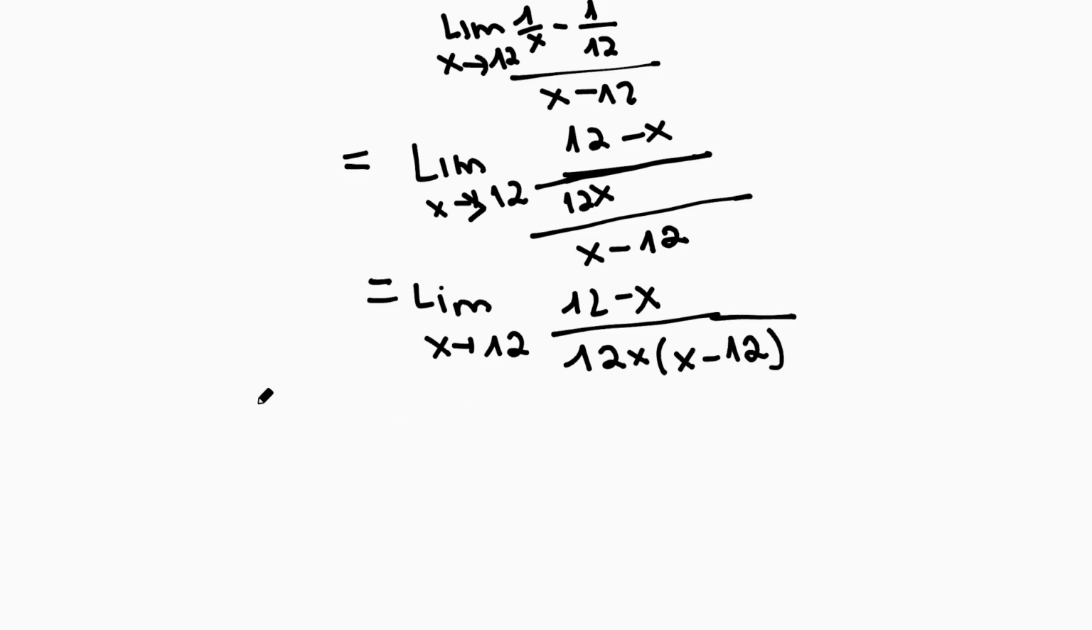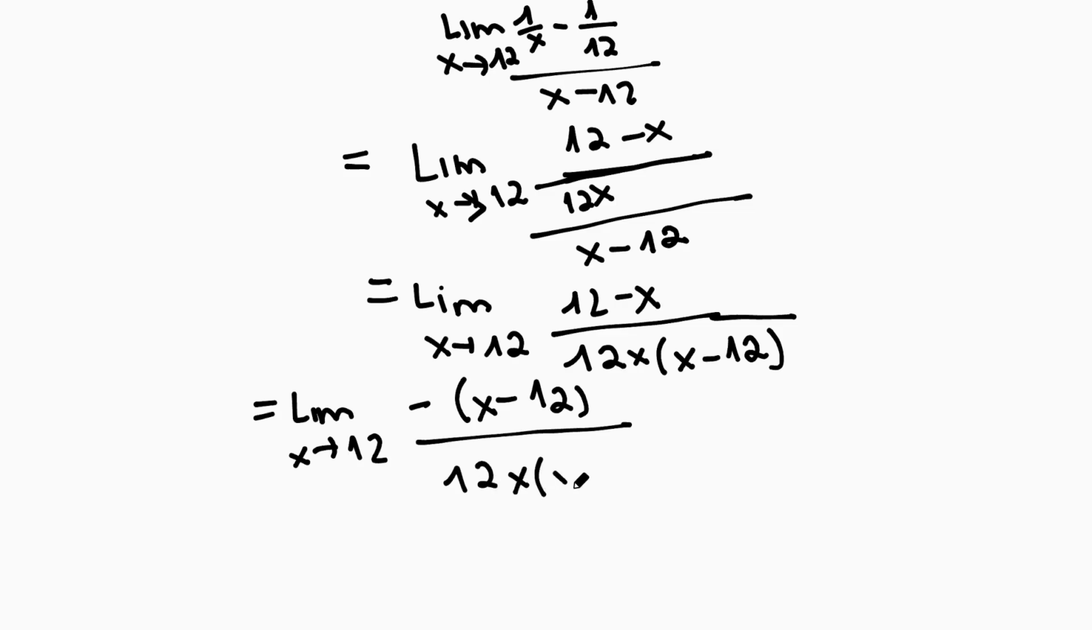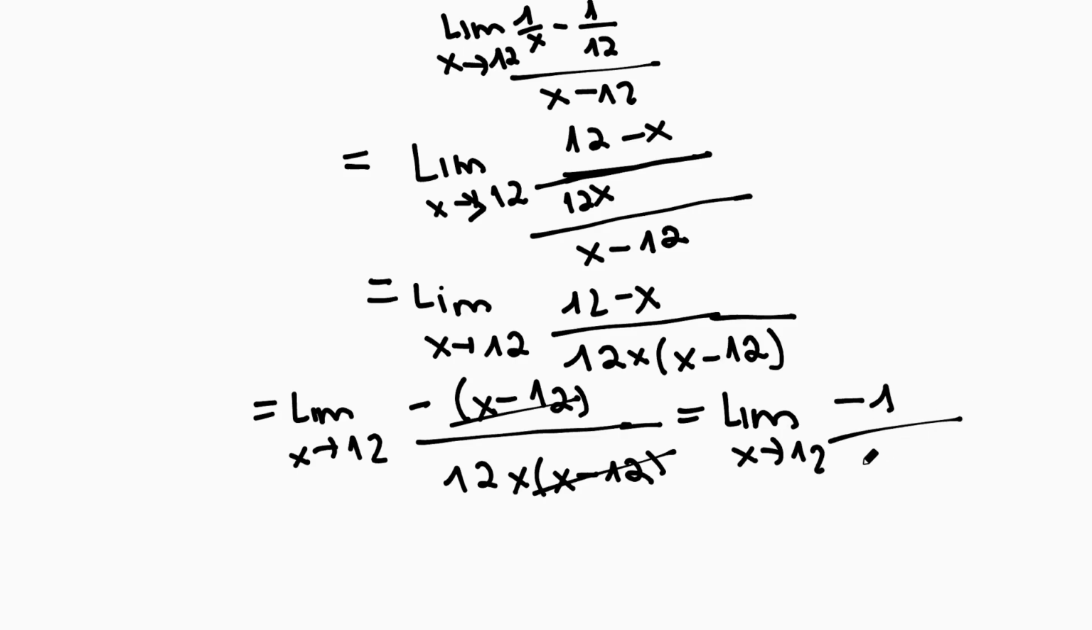I'm going to switch the sign of the numerator. I'll have x minus 12 over 12x times x minus 12. Now these two would cancel each other out, and I'll have an entirely new function, which is going to be negative 1 over 12x. Then I will substitute 12 into this function, and it's going to be negative 1 over 144.